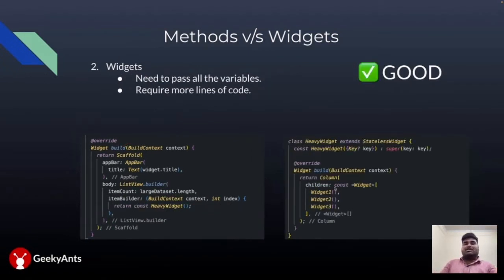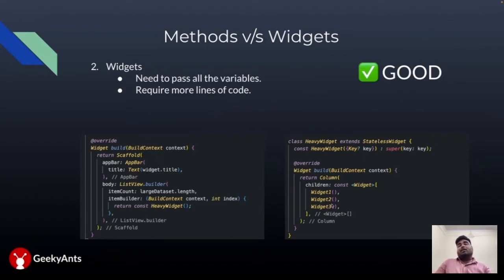Change them into widgets. That's all. It has all the same structure. We are again calling the heavy widget here, but now it's not a method, it's a widget. That means it's its own class. And in that heavy widget, we are calling all those three widgets, and they are also separate widgets.